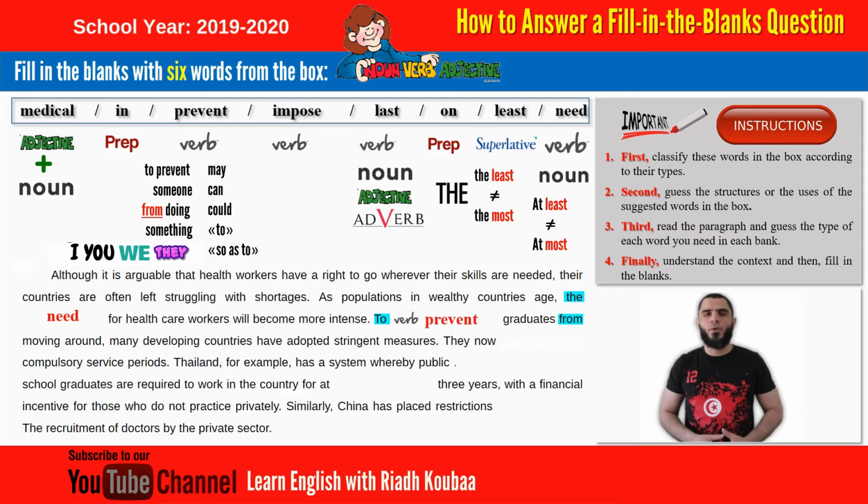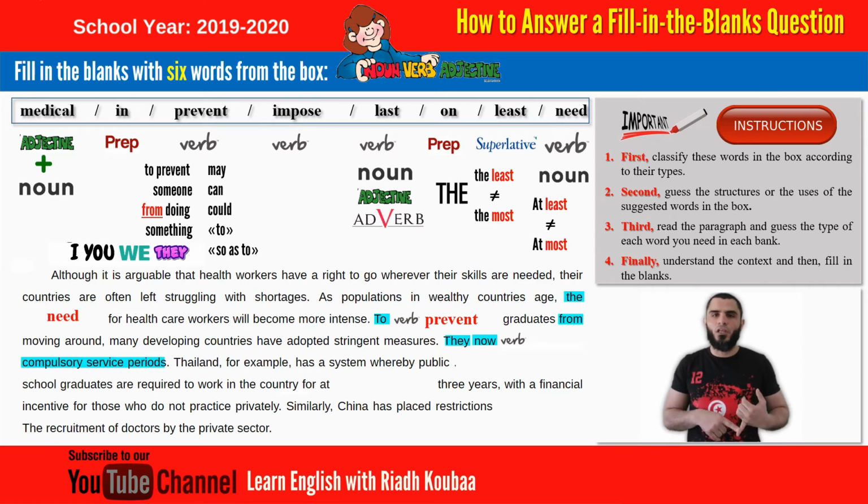They, now, then we have a blank, compulsory service periods. This one is very easy. We have a subject, they, an adverb, now, a missing word, and a complement, compulsory service periods. So what is missing? A verb. Let's choose now a verb from the box that best fits the gap. They now impose, or they now last. So the answer is they now impose compulsory service periods. Compulsory here means obligatory, and the verb to impose means to enforce by law.